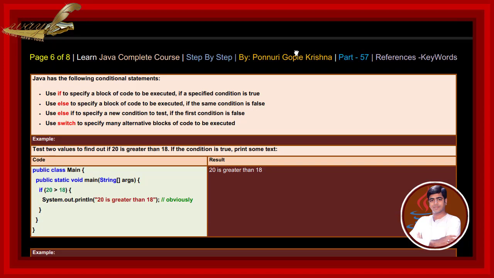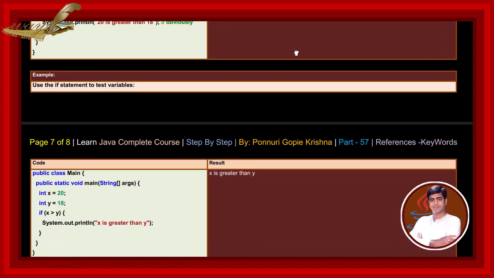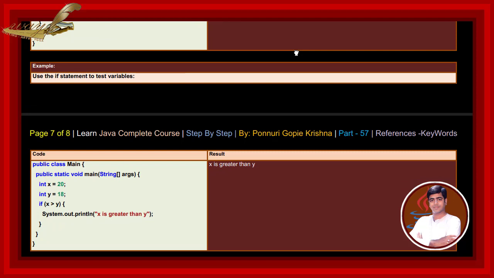This is the example. Test two values to find out if 20 is greater than 18. If the condition is true, print some text. See, if we write and execute this code, the output result returned is, obviously, 20 is greater than 18. See another example, use the if statement to test variables. See, if we write and execute this code, the output returned is x is greater than y.